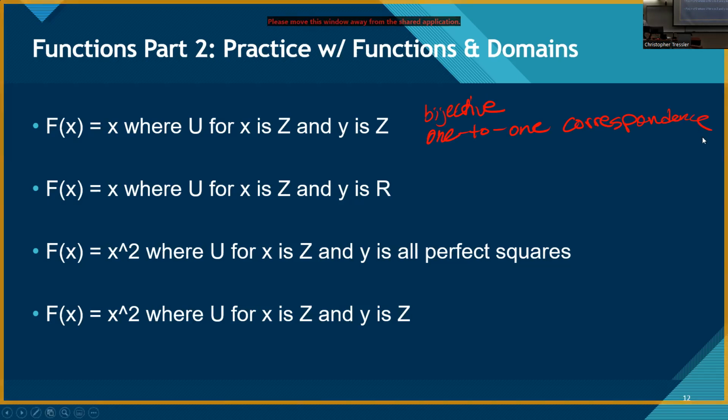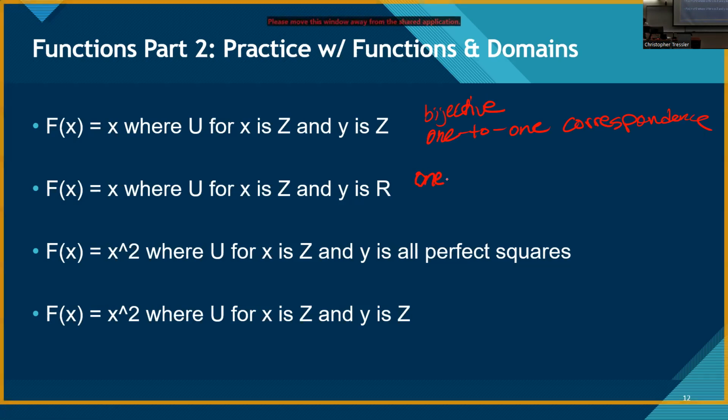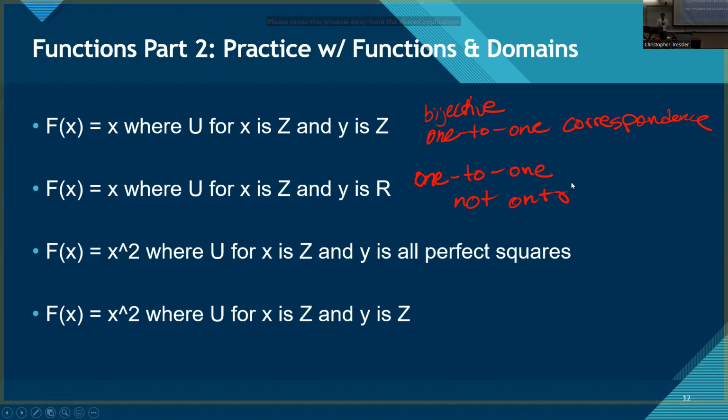So now we have f of x equals x, where x is part of the set of integers, and y is part of the set of real numbers. What is this looking like to you guys? One-to-one, but not onto. Yes. The reason for this is that we could plug in any value we wanted from x, and we would get a distinct value. If we plug in 1, we get 1. If we plug in 2, we get 2. If we plug in -5, we get -5. They all have their own distinct value.